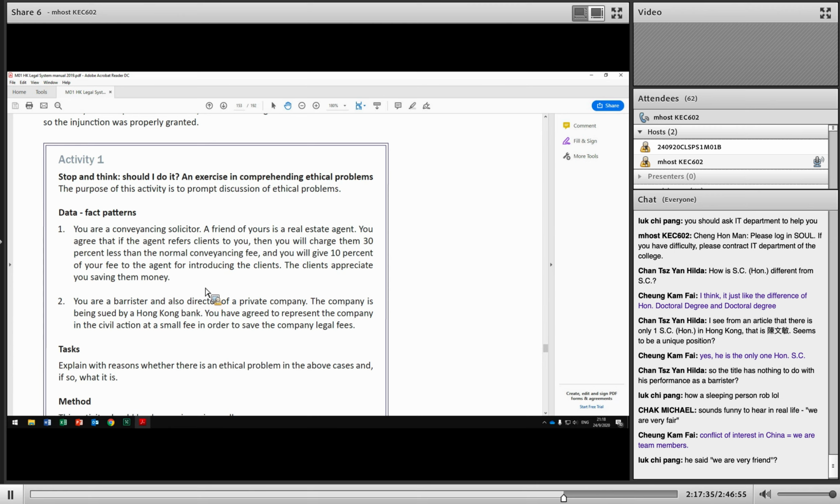The ethical problem is not necessarily relating to the party. So for question one, you see that all three parties can benefit. But it may cause some ethical problem, for example, to the legal profession.